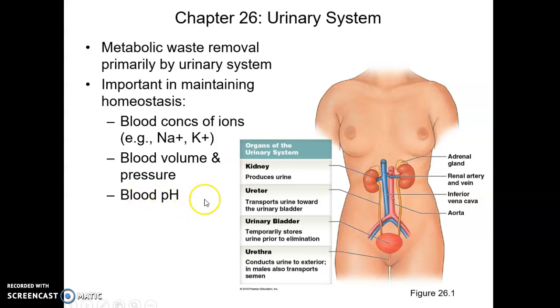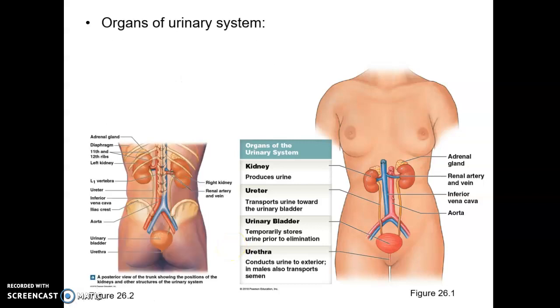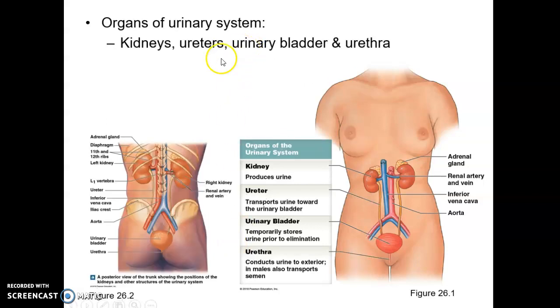Also blood pH, that blood chemistry. And also there's an endocrine function with the production of calcitriol and EPO, erythropoietin. So let's look at the organs. There are the two kidneys, the ureters, which connect the kidneys to the urinary bladder, and then the urethra, through which urine is expelled into the environment.